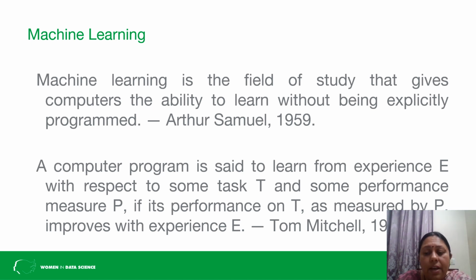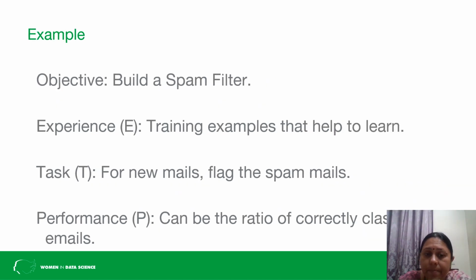Let's look at a more technical definition of machine learning. A computer program is said to learn from its experience given by E with respect to some task given by T and some performance measure denoted by P, if its performance on T, as measured by P, improves with the experience E. Looks complicated, but it's easy. Let's go through an example to understand this.